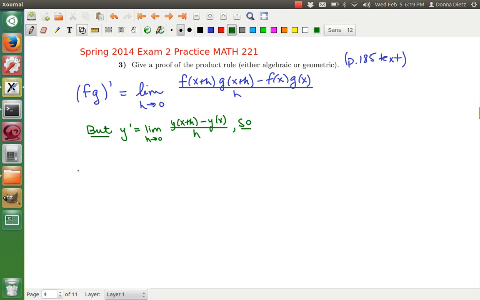what I'm going to do now is I'm going to rewrite this by putting h on the other side and getting rid of the limit. I can do that if I use this approximate equal sign, so I'm going to multiply both sides by h. Okay, and then I'm just going to rewrite this.